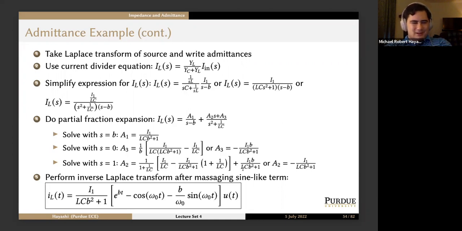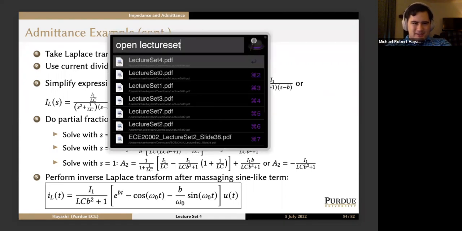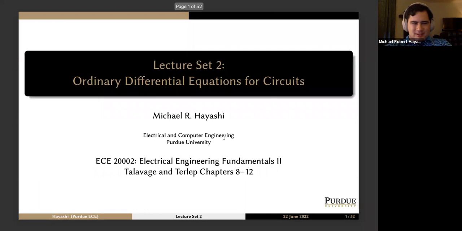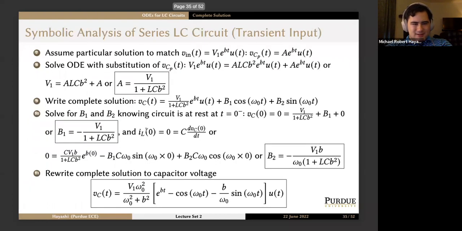And if we were to pause for a moment, open lecture set 2, and jump to the LC circuit, this looks very similar. In fact, it's exactly the same as what we got back on slide 35 of lecture set 2. So I'll make note of that.